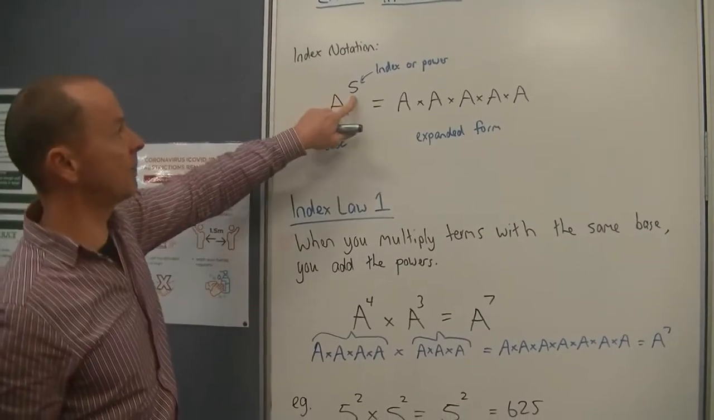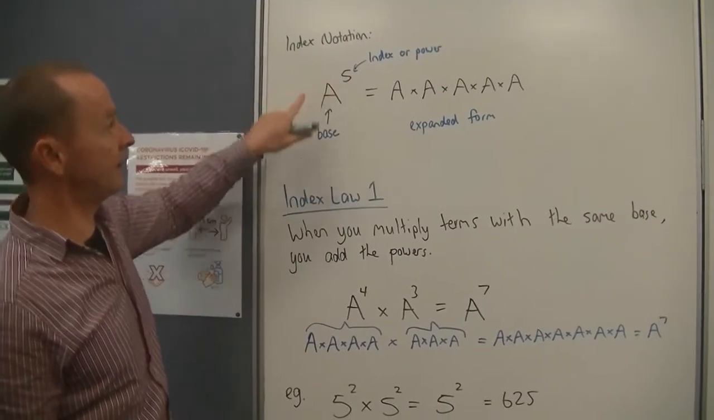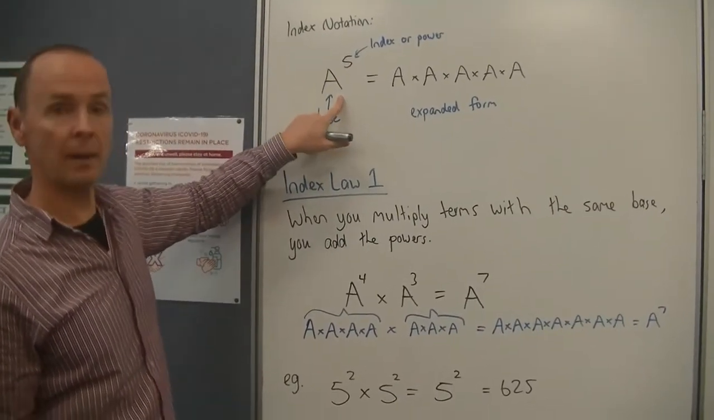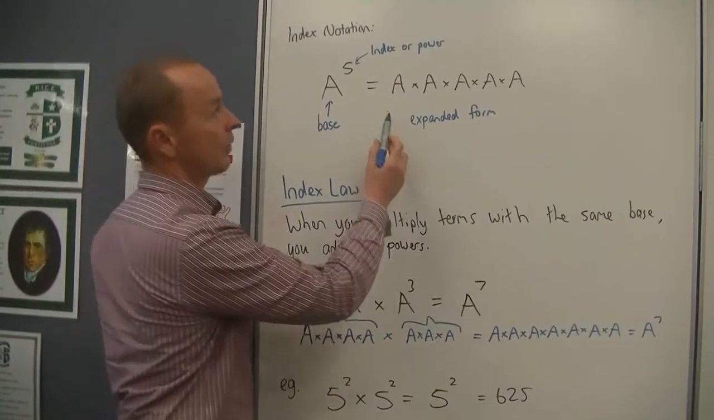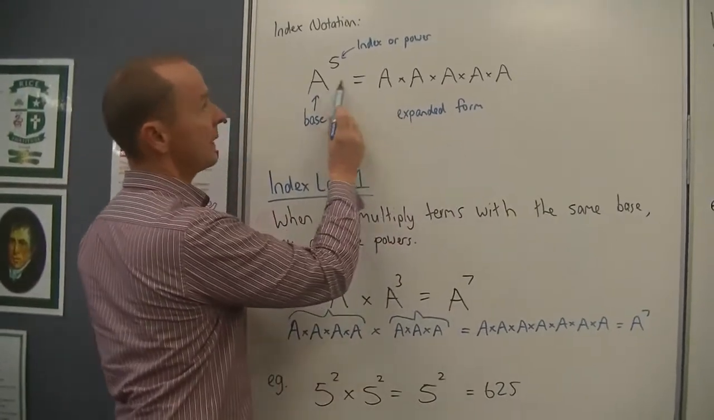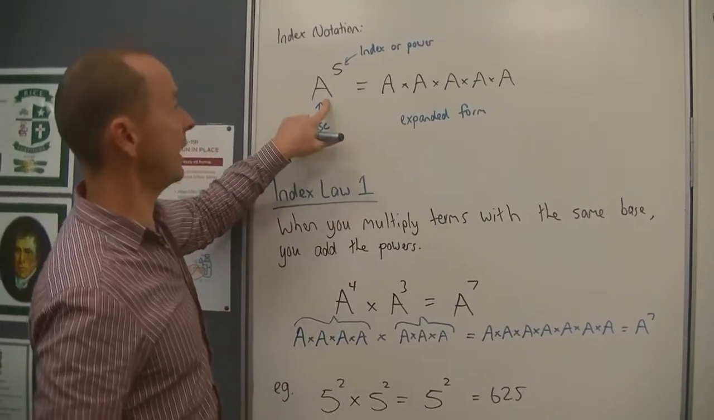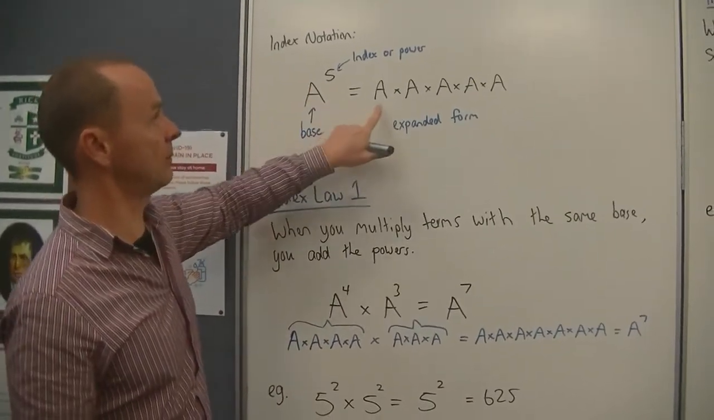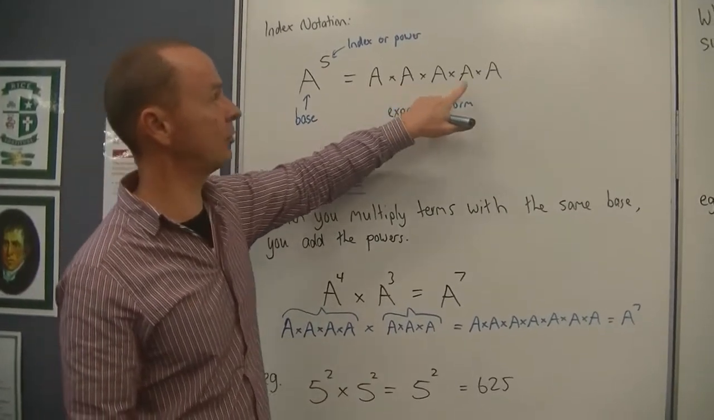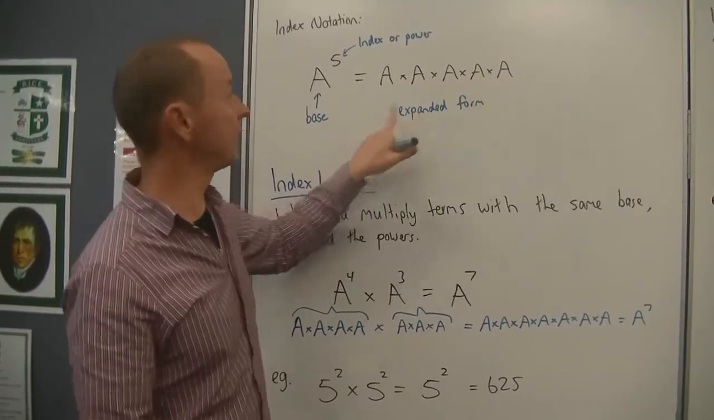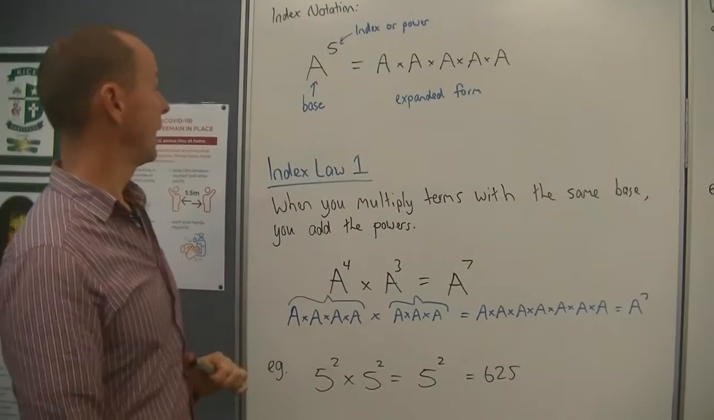So this says a to the power of 5. Now that's in index form. And when you write it in expanded form, a to the power of 5 does not mean 5 times a. It means a multiplied by itself 5 times. So it's a times a times a times a times a. That's expanded form. Excellent.